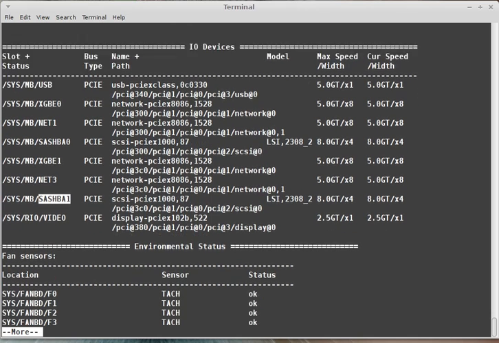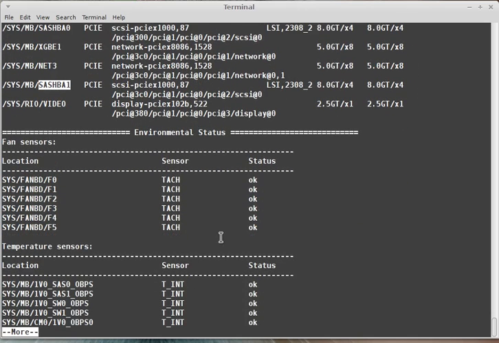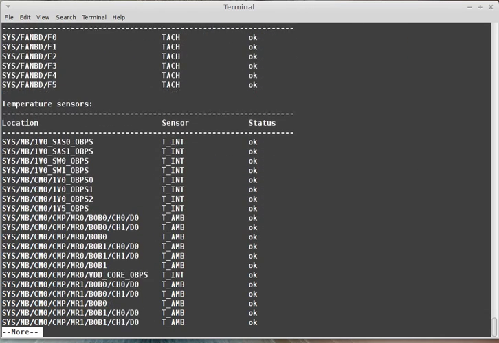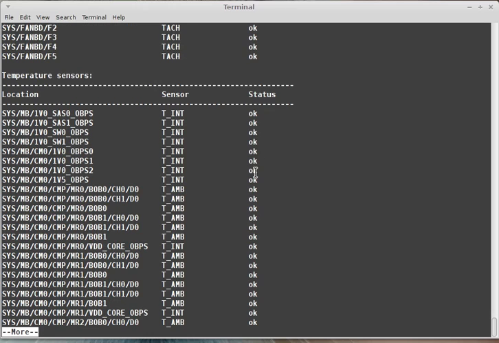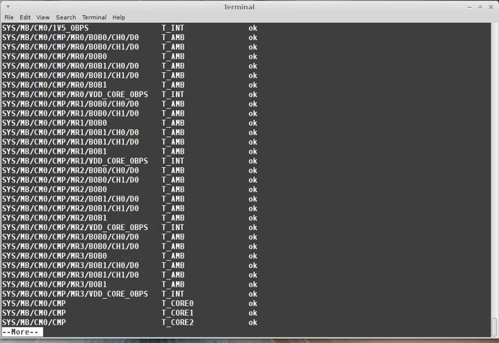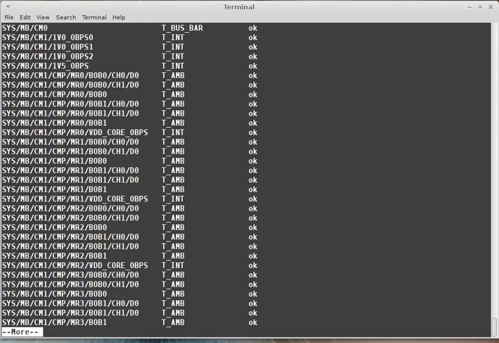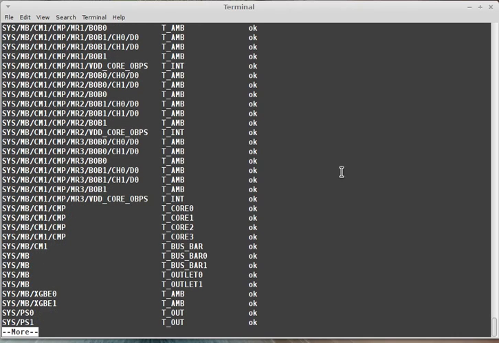And let's continue. Which are fan status, fan sensor status, temperature status. As you see, the statuses are okay. There is no hardware issue on my system. Yeah, they are sensors of the memory channel zero, DIMM channel zero, DIMM zero.